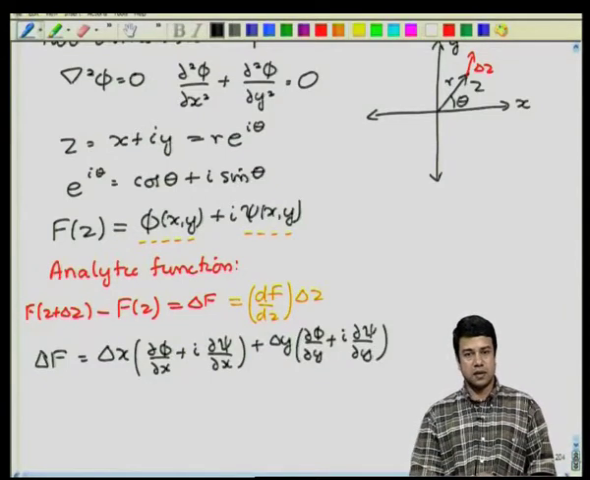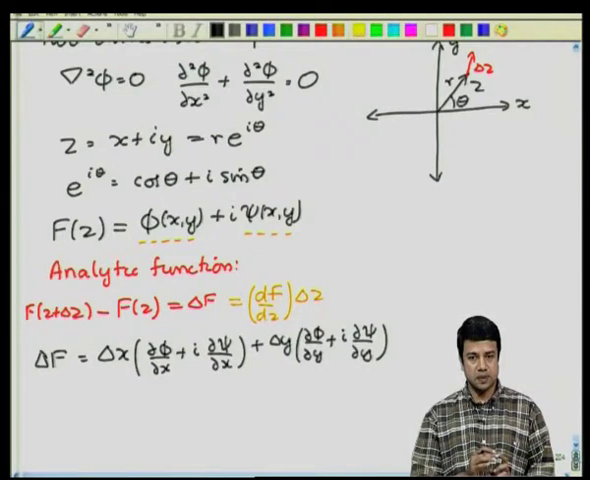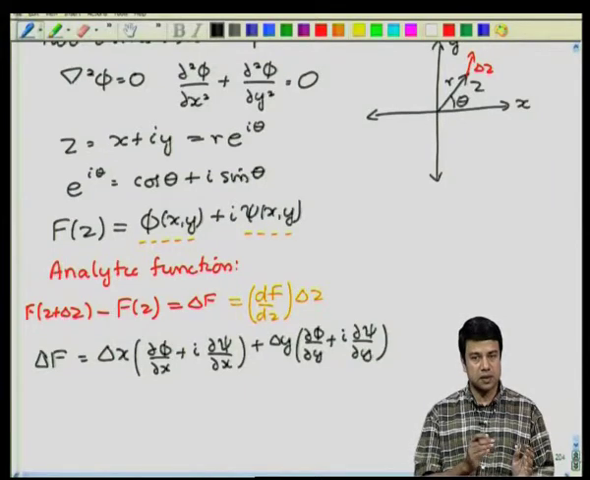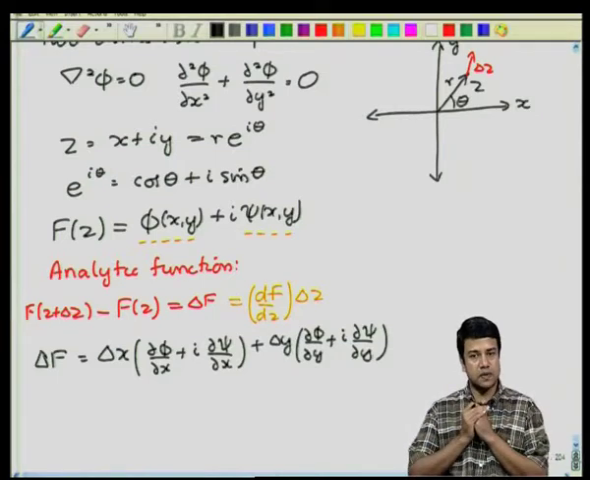Just using the chain rule for differentiation. Delta f is the change in f when it goes a small distance delta z. Delta z is equal to delta x plus I delta y. That means that delta f is going to be equal to the variation of f with respect to x times delta x plus the variation of f with respect to y times delta y. And partial f by partial x is equal to partial phi by partial x plus I times partial psi by partial x.